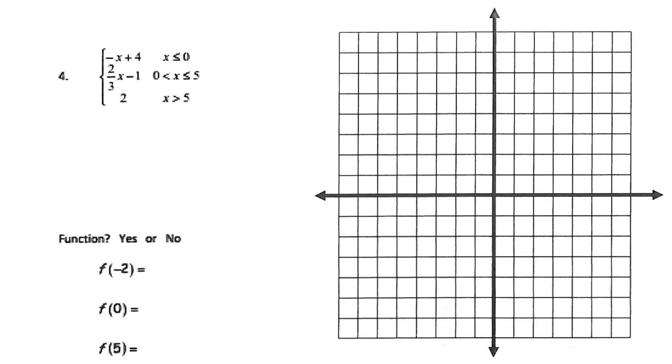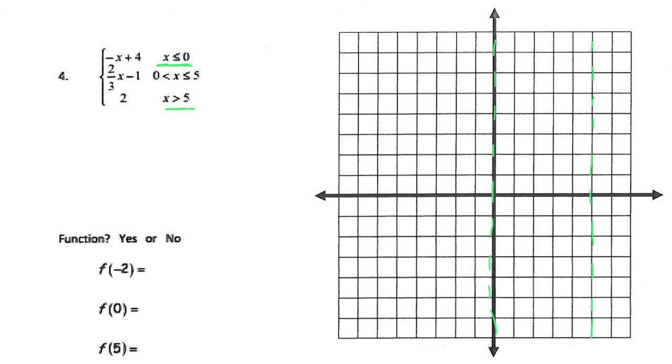The fourth one here has 3 pieces, so you'll have 2 boundary lines and 3 different sections. So the first boundary line would be where x equals 0. That's the y-axis. So draw a vertical line on the y-axis, dashed line. And then the next boundary line would be x equals 5. So 1, 2, 3, 4, 5. Draw your other boundary line.